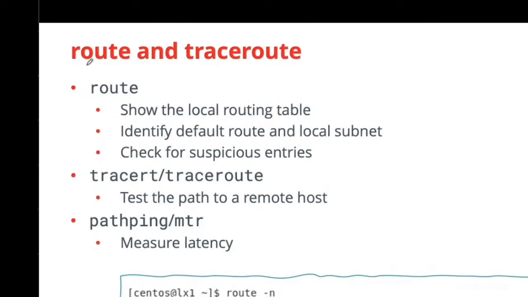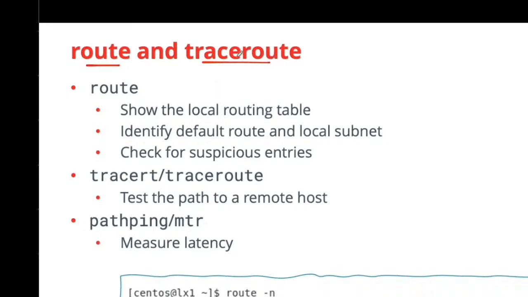Then you have route and trace route. Route basically will give you the local routing table of the machine. Whether it is Windows or Linux, mostly it works on Linux. You type route space -n, and it'll give you the routing table. Most end systems use a default route to forward all the traffic for the remote network via a gateway router. If the host is not a router, additional entries in the routing table could be suspicious.